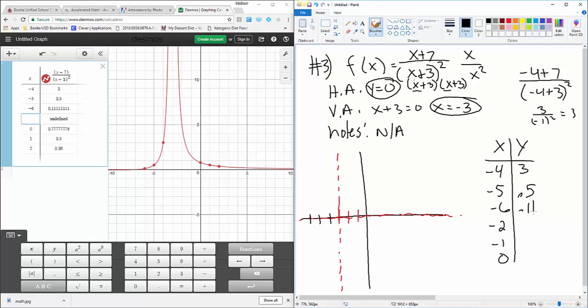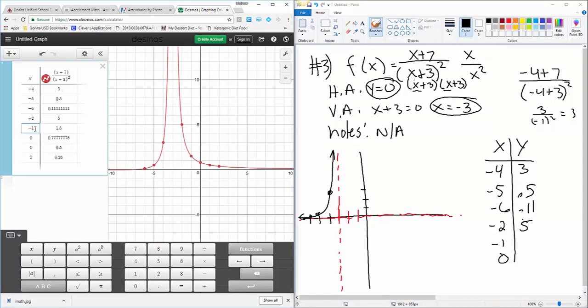At negative 4, it was 3. At negative 5, it was 0.5. And then at negative 6, it was 0.11. And so we can go through and graph that. And then negative 2 gives us 5. At negative 1, that gives us 1.5, and at 0, we said it's 0.77.